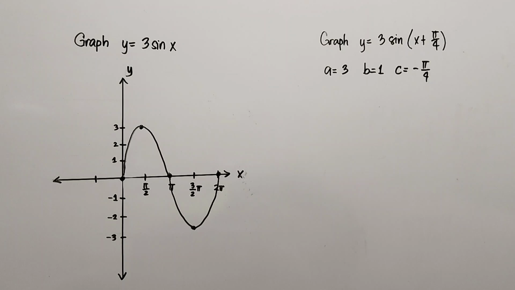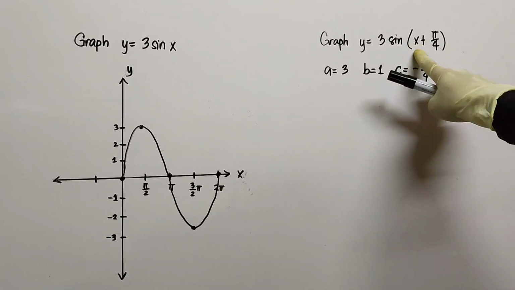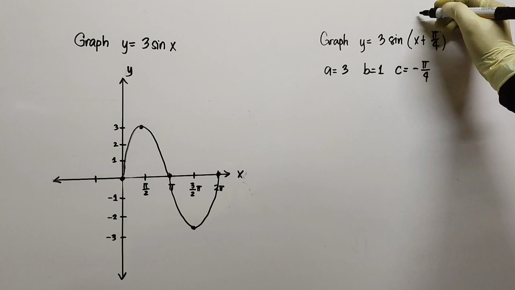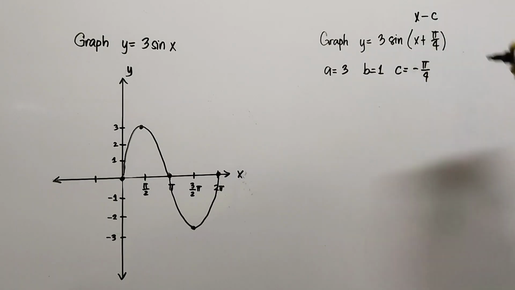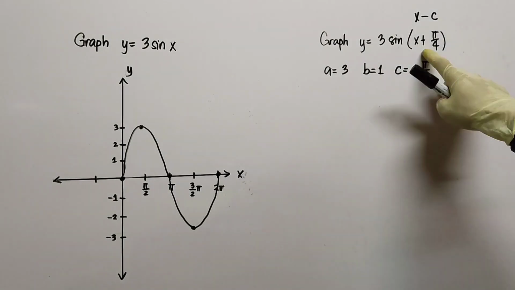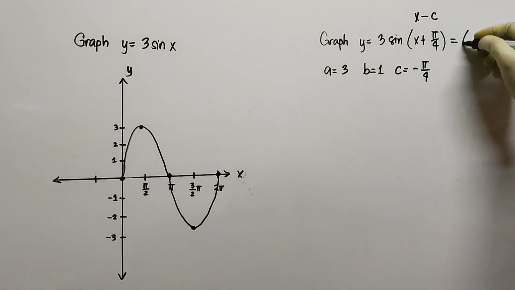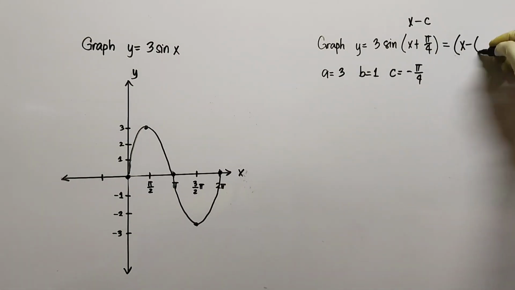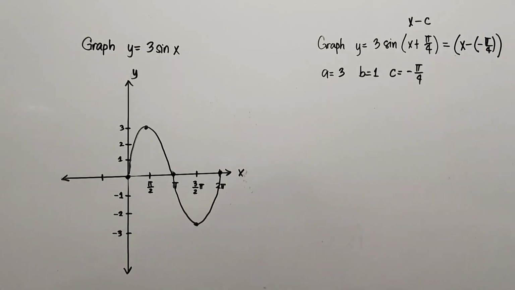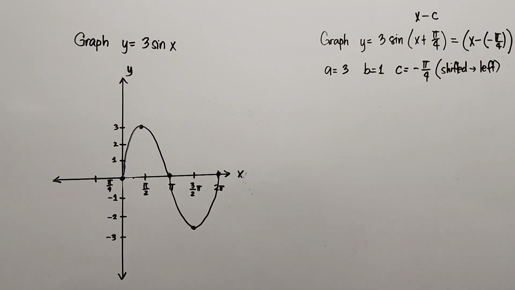Why negative pi over 4? Because in the original equation, this part should be in the form x minus c. And since that is positive, that is equal to x minus the negative of pi over 4. Therefore, the value of our c is negative pi over 4. So we will now graph this second function. The dotted line is the graph of our second equation, which is y equals 3 sine (x plus pi over 4).